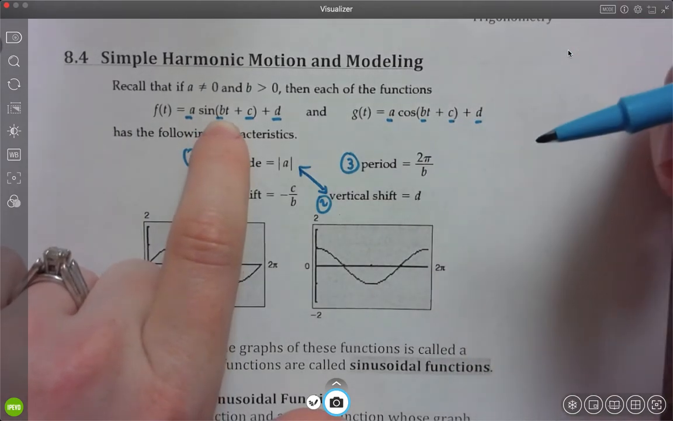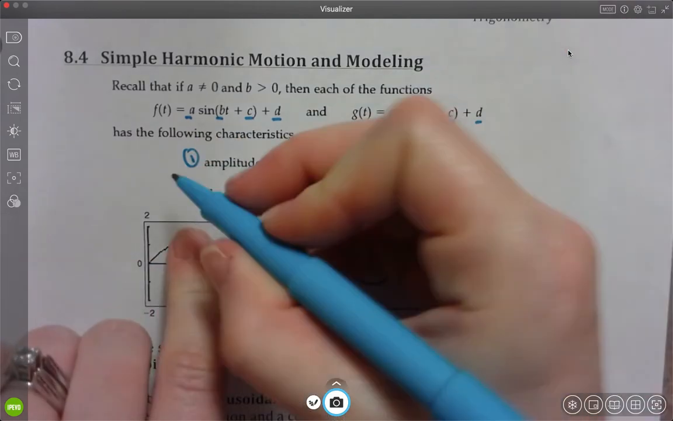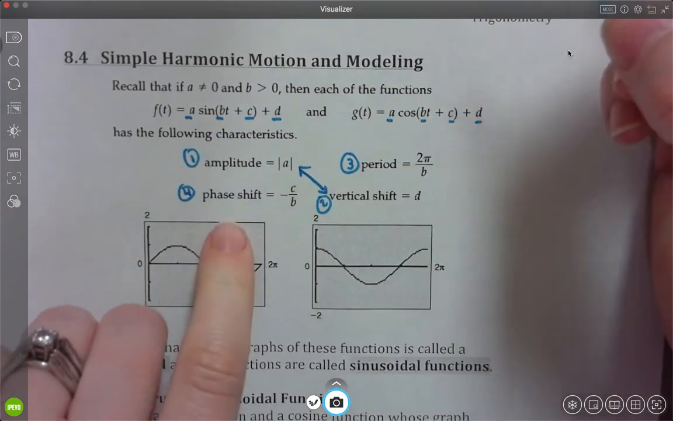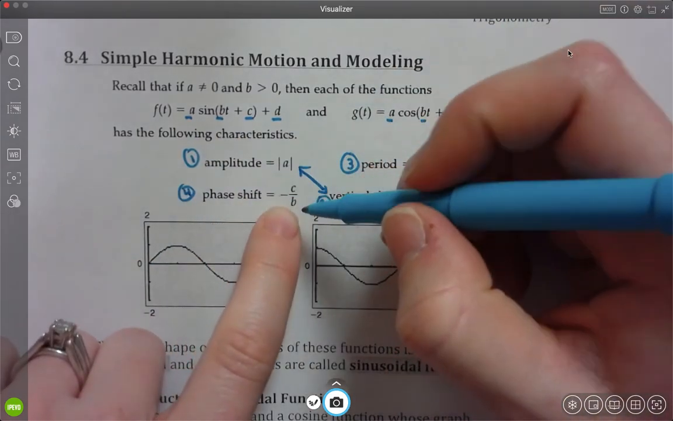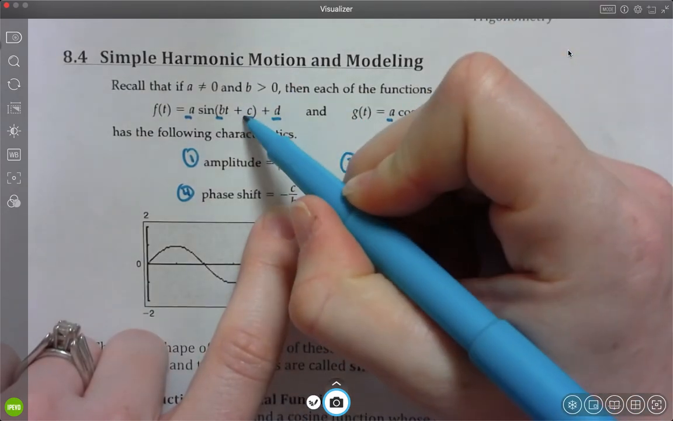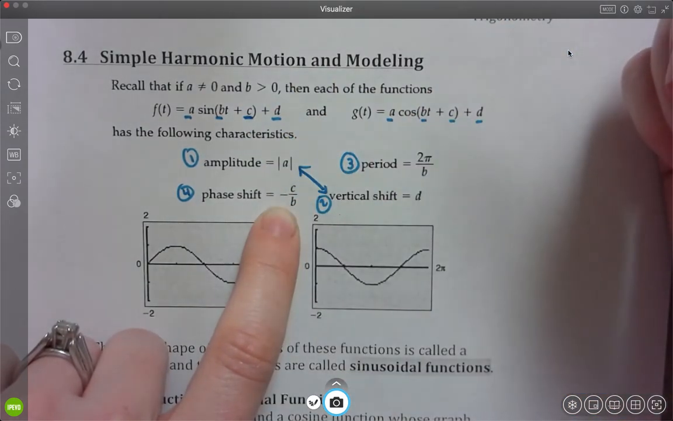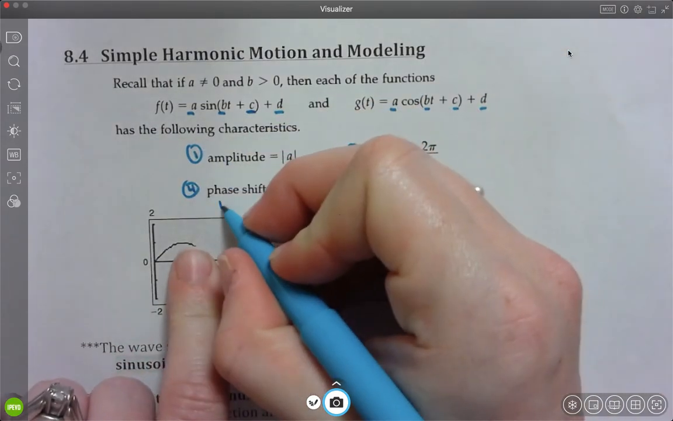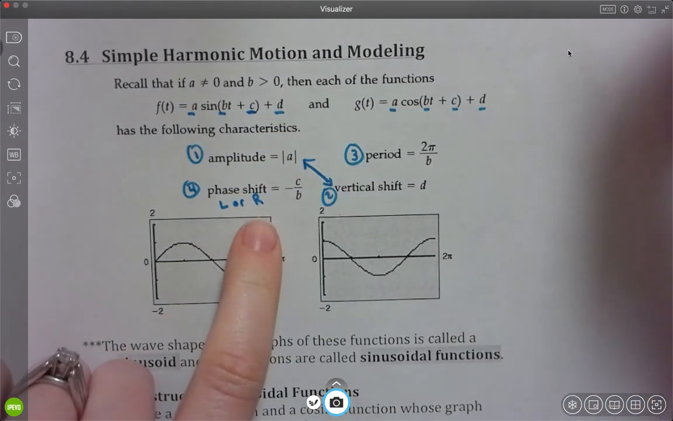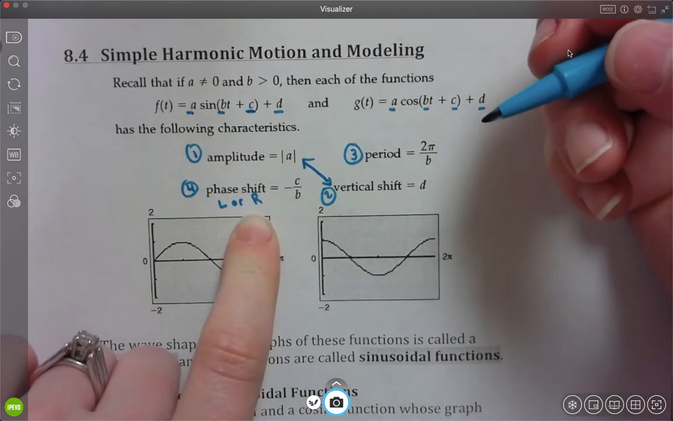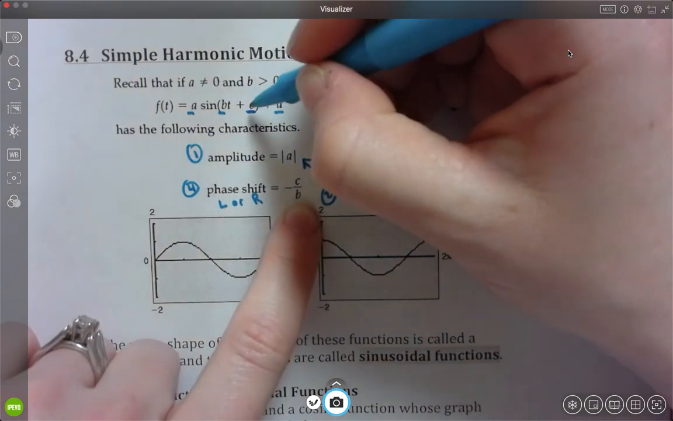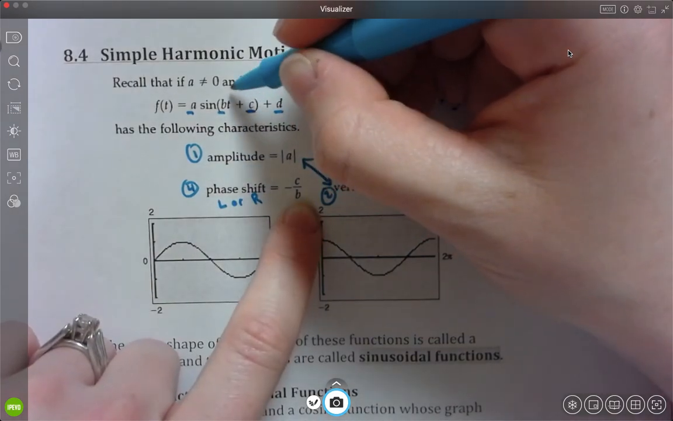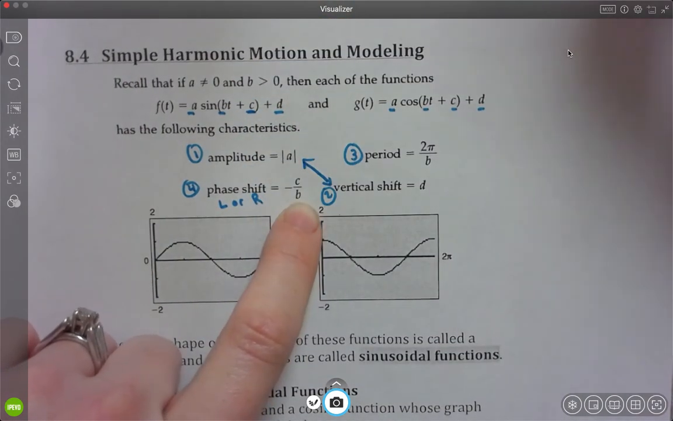And then the last one, which is the hardest of the four, is phase shift, and that is determined by this number C here. Phase shift is left or right. Sometimes we'll call it horizontal shift instead. Left or right is determined by taking negative C and dividing by B, and that will tell you what the left or right shift is.